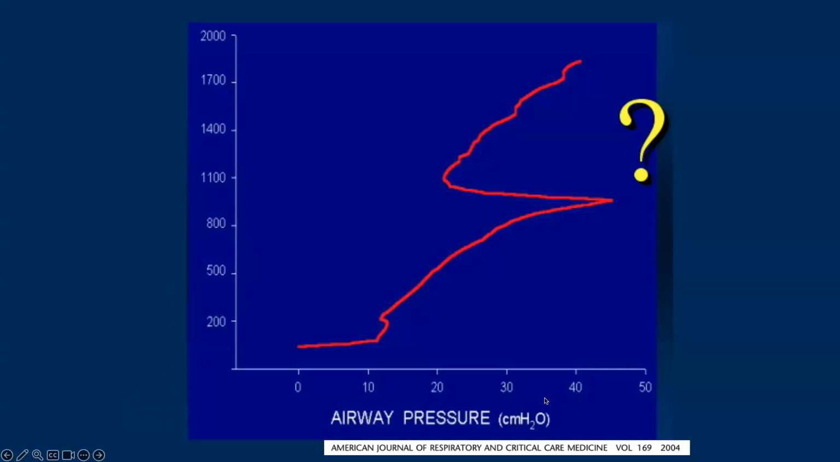Finally, this is an interesting example of how EIT can help to understand bedside physiology. This graph shows a low flow PV curve, a low flow maneuver. Here we have airway pressure on the x-axis, and on the y-axis we have volume. And please note this bizarre curve with a drop in the airway pressure in the middle of inflation.